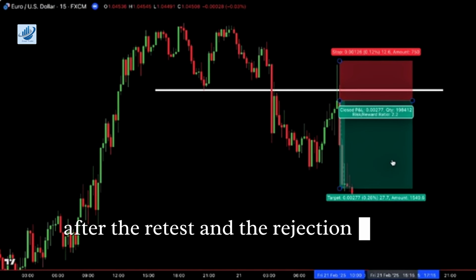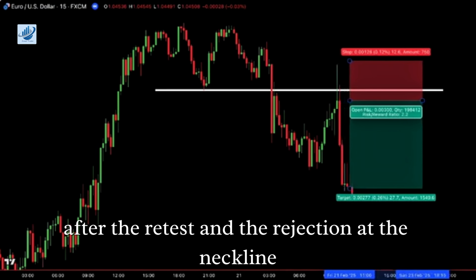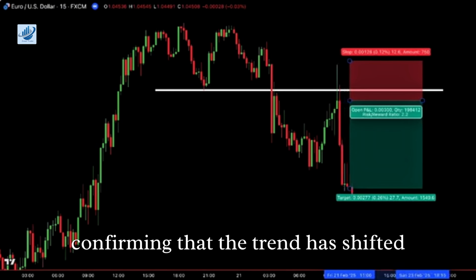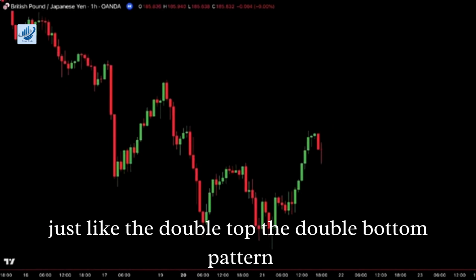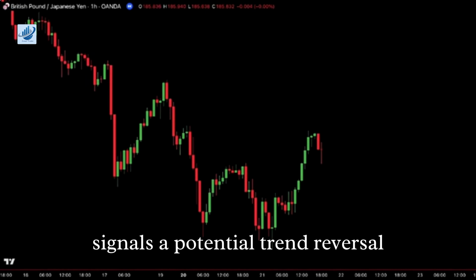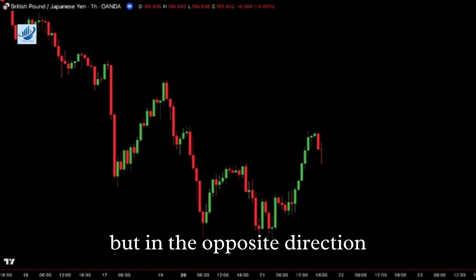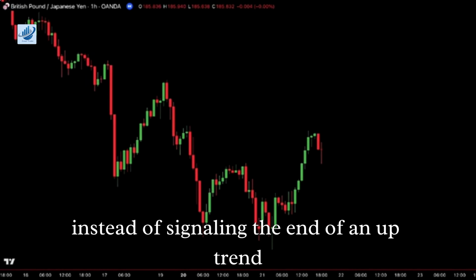As you can see, after the retest and the rejection at the neckline, the market moved down, confirming that the trend has shifted and we've caught the beginning of a new downtrend. Just like the double top, the double bottom pattern signals a potential trend reversal, but in the opposite direction. Instead of signaling the end of an uptrend, the double bottom marks the end of a downtrend and the potential start of a new uptrend.